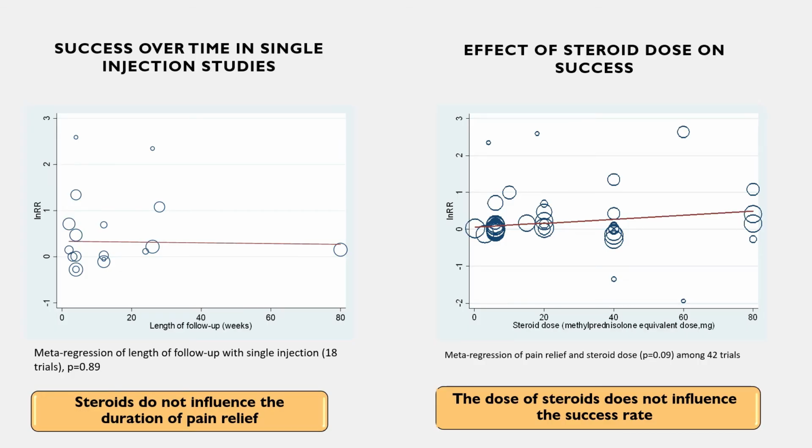When success over time in single injection studies was assessed, meta-regression showed that there was no statistically significant difference, which means when studies using single injections followed their patients over a long period of time, there was no difference in outcome measures. Similarly, the effect of steroid dose on success or failure was looked at, and it was not found to be significant, with a p-value of 0.09. Hence, the dose of steroids did not seem to influence the success rate.